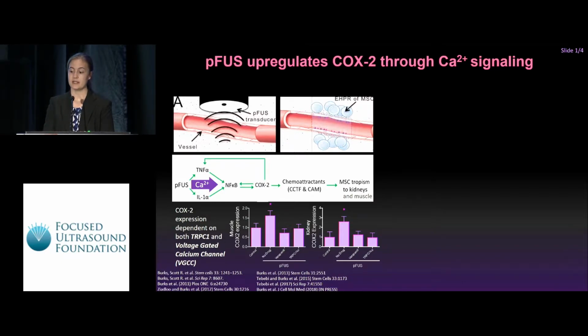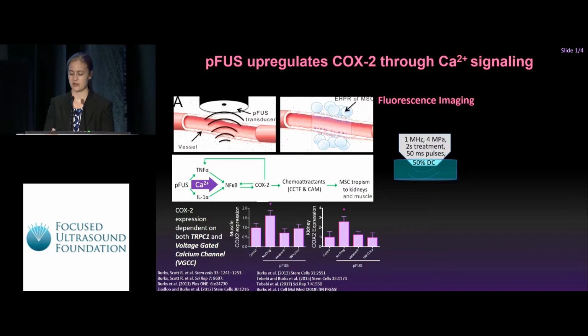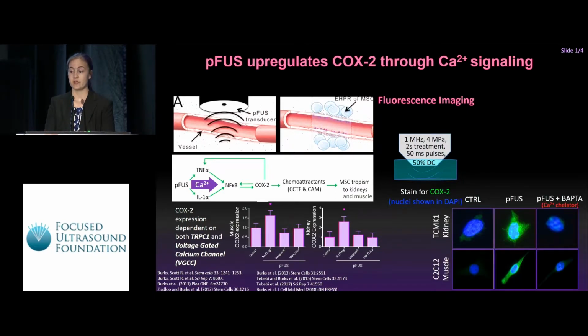We wanted to further investigate how the TRPC1 channels and voltage-gated calcium channels were interacting in order to create this calcium current, specifically what order they were being activated in. To do that, we looked at an in vitro model using fluorescent imaging at these ultrasound parameters. First, we confirmed that we see the same calcium-dependent increase in COX-2 expression in vitro, looking at TCMK1 kidney cells or C2C12 muscle cells. And you can inhibit this increase in COX-2 expression, as you can see in the FUS column, by loading the cells with BAPTA, an intracellular calcium chelator.